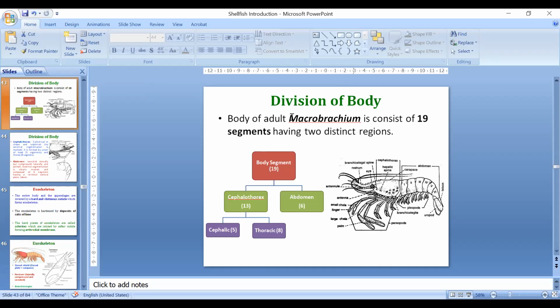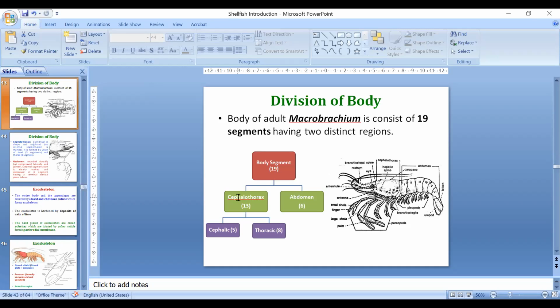So the prawn, here we are talking about the Palaemonid prawn, Macrobrachium. Its body is divided into 19 segments. It has two distinct regions, as I have told, the cephalothoracic region and the abdominal region. If you take the body as a whole, it has 19 segments. This whole body is divided into two major regions: the cephalothoracic region and the abdominal region.